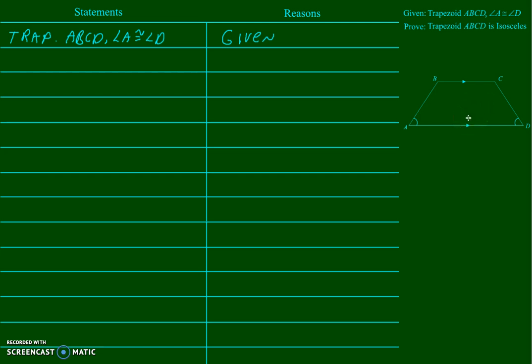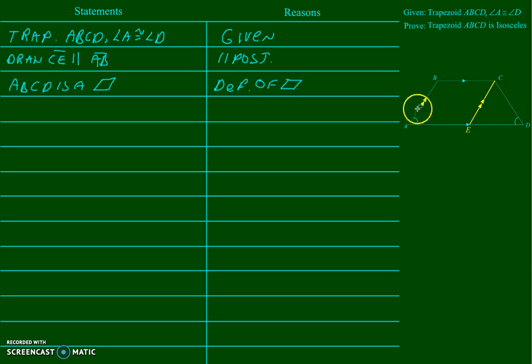So let's get started and do our first step, which was draw in CE parallel to AB. Then we write draw CE parallel to AB. That's the parallel postulate. And we now know that ABCD is a parallelogram by the definition of a parallelogram, quadrilateral with two pairs of opposite parallel sides.